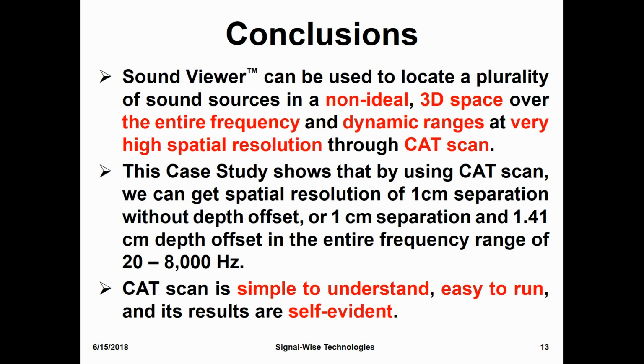This case study shows that by using CAT scan, we can achieve a spatial resolution of 1 centimeter separation without depth offset or 1 centimeter separation and a 1.41 centimeter depth offset in the entire frequency range of 20 to 8,000 Hz. CAT scan is simple to understand, easy to run, and its results are self-evident.